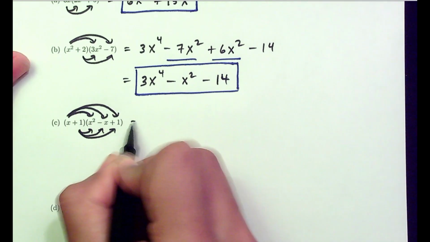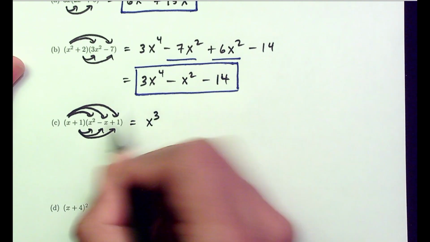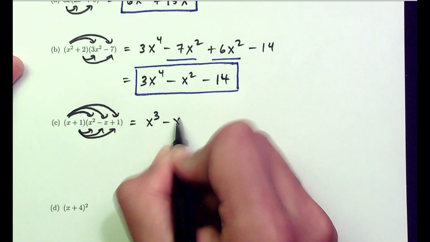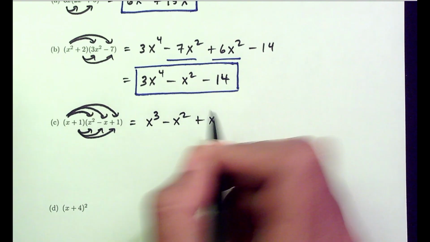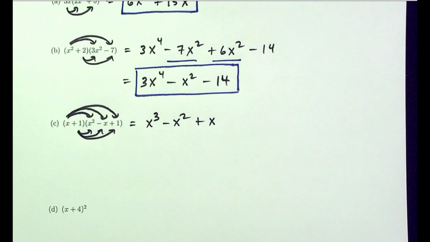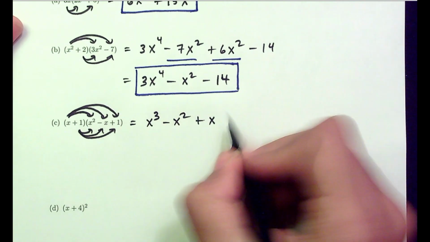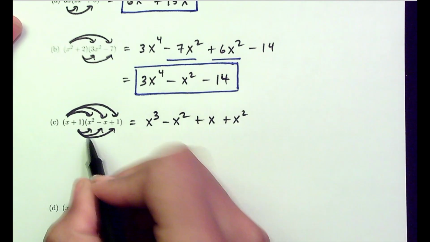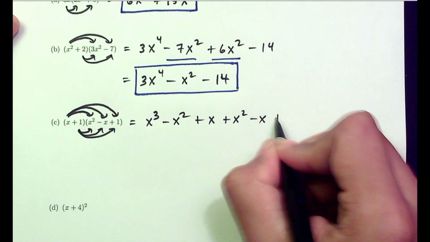So let's start with the ones on top. X times x squared is x cubed. X times negative x is negative x squared. X times positive 1 is just x. Anything times 1 is just itself. Alright, and now we do the bottom arrow. So this is going to be plus x squared minus x plus 1.